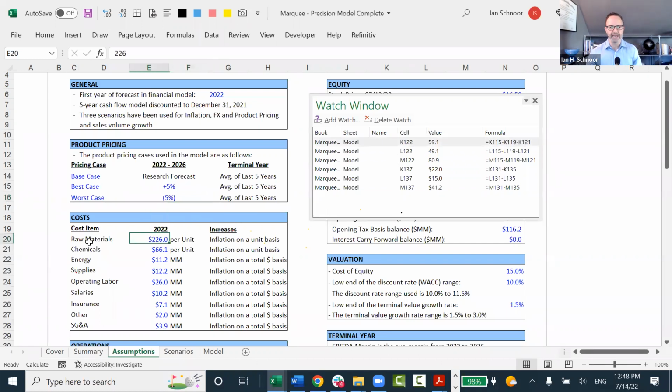And these numbers are live. So watch. If I ever go and change an input, like I will change the raw material cost to be $250, keep your eyes on this box. When I press enter, take a look. Every single number changed. So I don't have to jump all over the model to see the results, right?